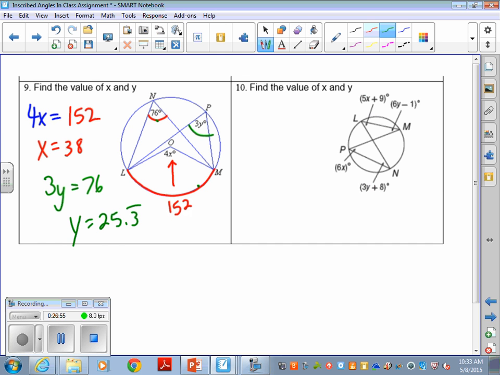Yeah, 25.3. Okay. All right, on 10, they want us to find x and y.